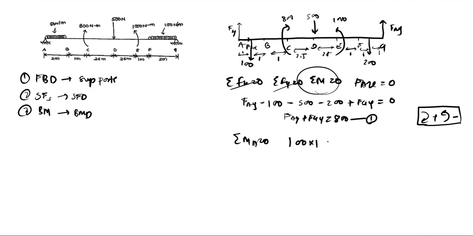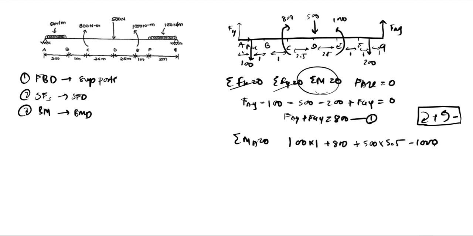We have a clockwise movement at C, which is 800. So we'll just add 800 here. It is a clockwise movement, so we have the given positive sign. And we have a point force at D, which is again going to generate a clockwise movement. So we have 500 into the total distance between A and D, which is 3 plus 2.5, which is 5.5.